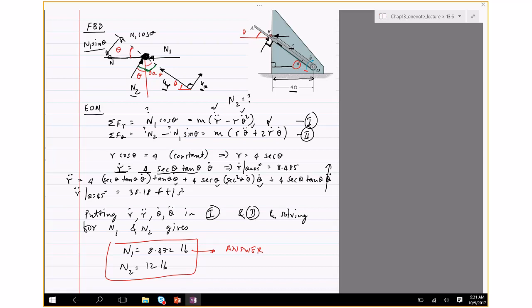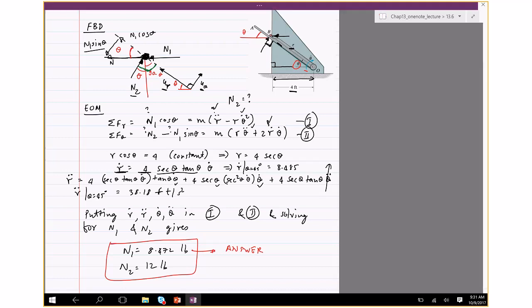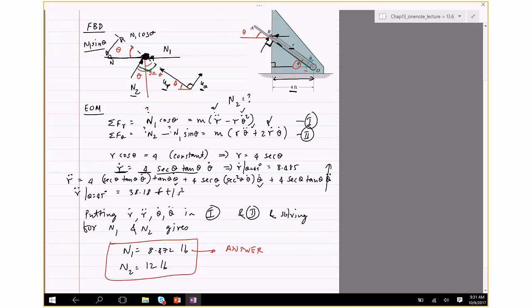I skipped a lot of steps. I skipped the math, that is the numerical part. I just put out the equations. So you've got to check this to get it right. Any questions?